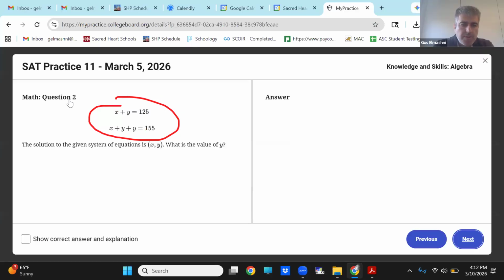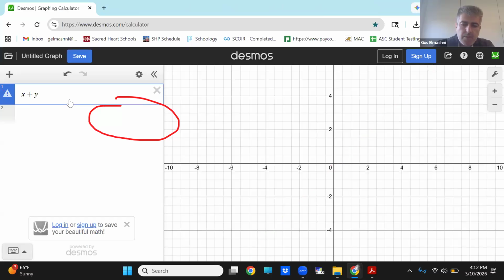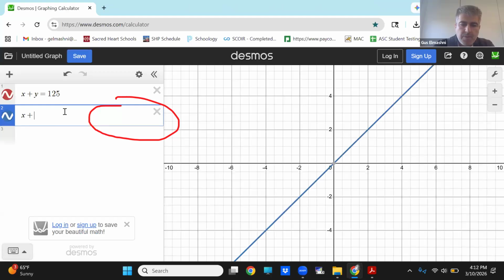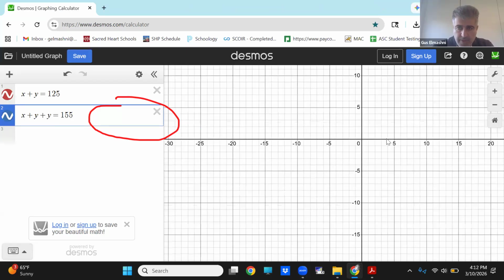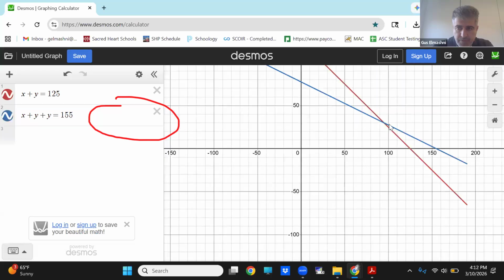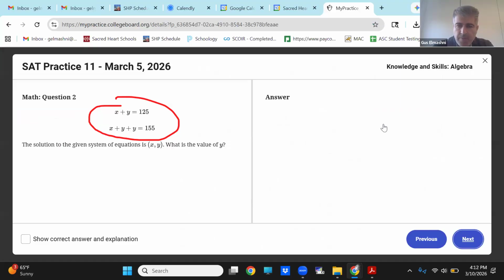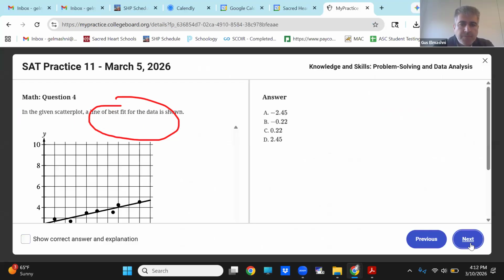and type in those equations, x plus y equals 125, x plus y, or you could put 2y, doesn't really matter, equals 155. You want to see where they touch. And they're asking for the y coordinate, so I'm going to give 30 as my answer. So that's a good opportunity to use Desmos. Talk more about strategy.